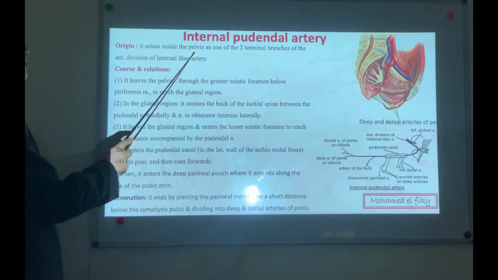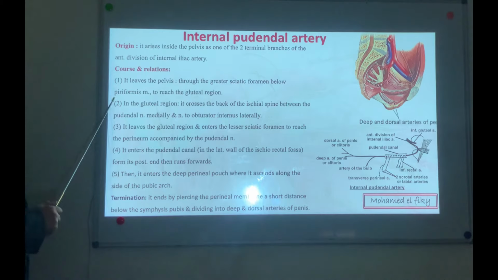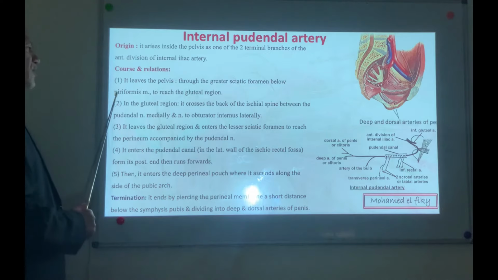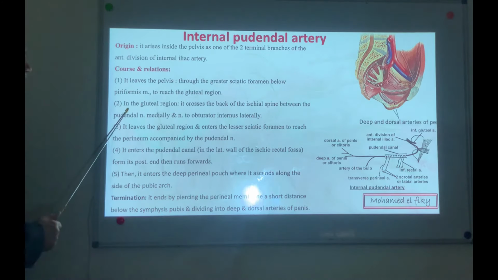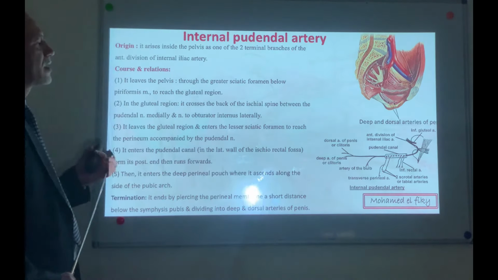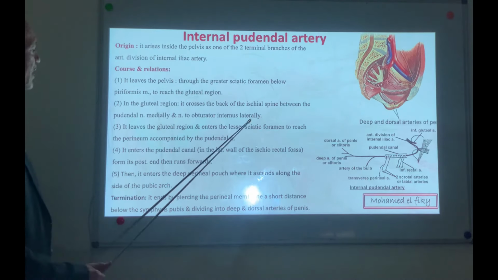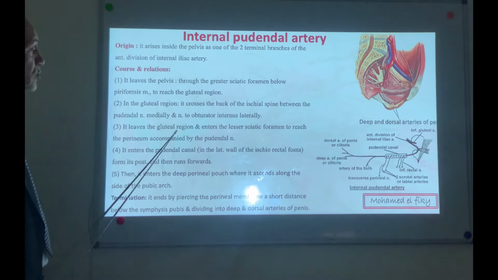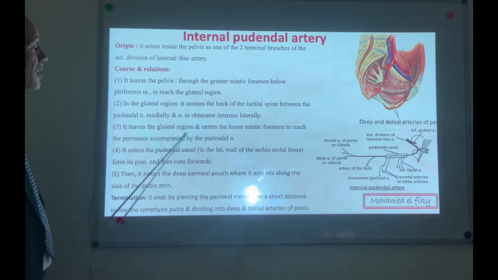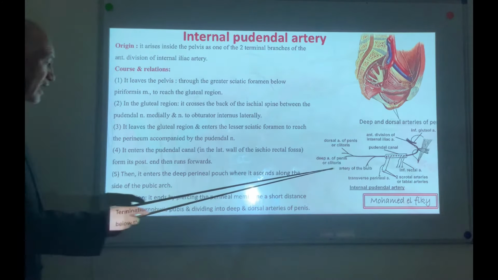Inside the pelvis, it is one of the two terminal branches of the anterior division of the internal iliac. Of course, it leaves the pelvis through the greater sciatic foramen below the piriformis muscle to reach the gluteal region. In the gluteal region, it crosses the back of the ischial spine, between the pudendal nerve medially and the nerve to obturator internus laterally. Then it leaves the gluteal region and enters the lesser sciatic foramen to reach the perineum, accompanied by the pudendal nerve, and runs inside the pudendal canal.